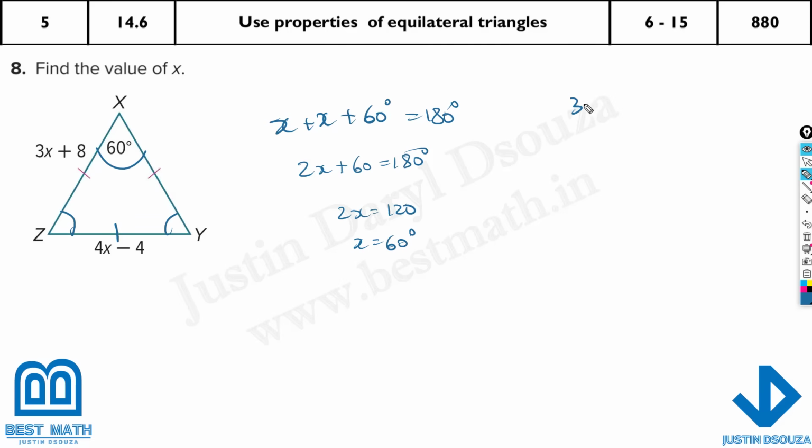Now how we can find x: 3x plus 8 is equal to 4x minus 4. Now we can solve it. 8, 4 comes over here, 8 plus 4 equals 4x minus 3x. 12 is equal to x.